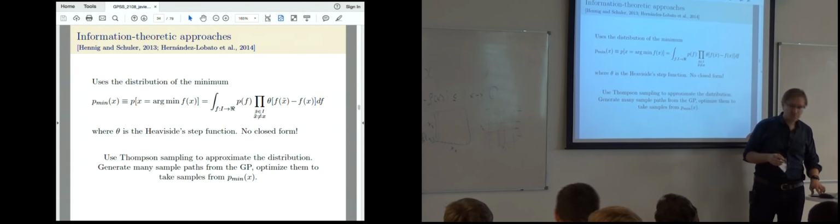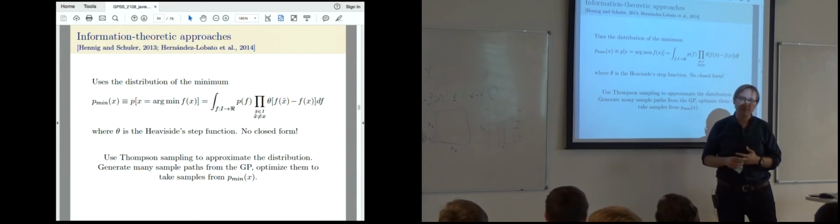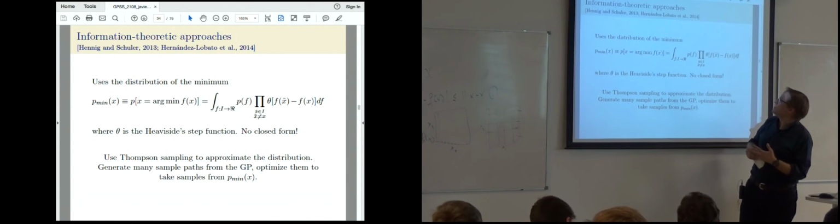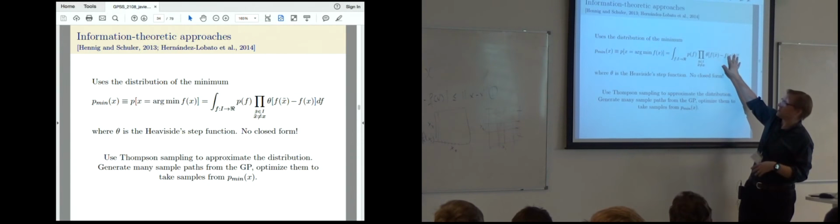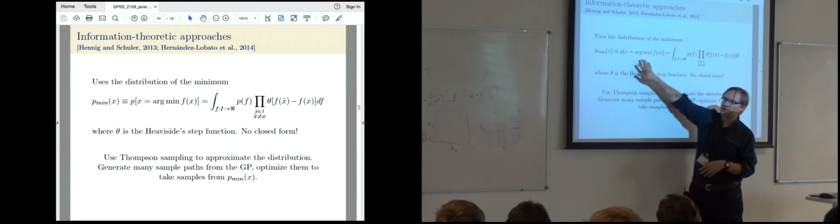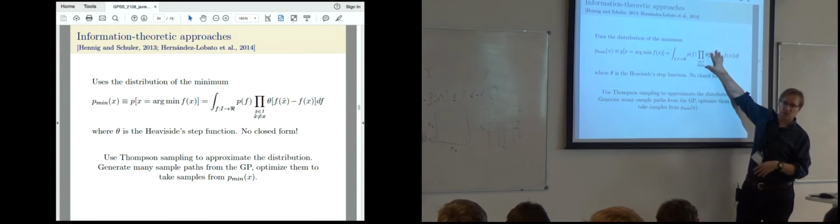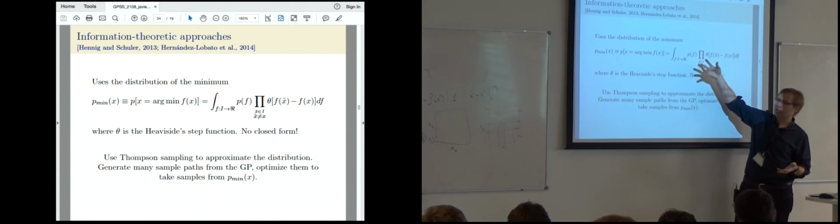Okay. Sorry, what kind of thing do you want? So this is the Heaviside function. So this is the formal way of writing the distribution over the minimum. So this is the object that you need to approximate in order to compute entropy search.